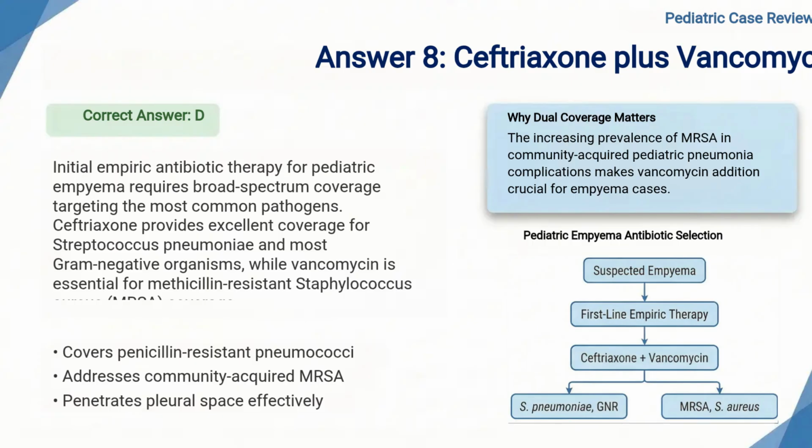The decision algorithm is suspected empyema, initiate first-line empiric therapy with ceftriaxone plus vancomycin, covering both Streptococcus pneumoniae and gram-negative organisms, as well as methicillin-resistant Staphylococcus aureus. Ceftriaxone alone or clindamycin alone are insufficient because neither provides adequate coverage against both pneumococcal and methicillin-resistant Staphylococcus aureus organisms simultaneously. Therapy is then narrowed based on culture results.